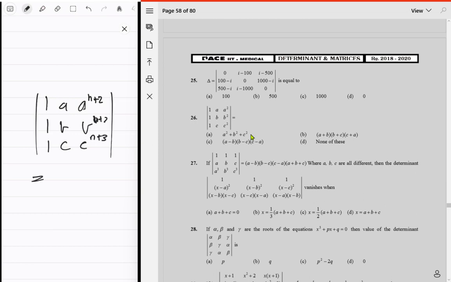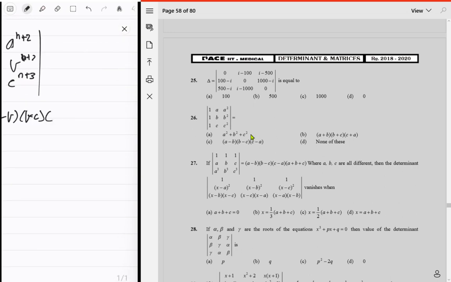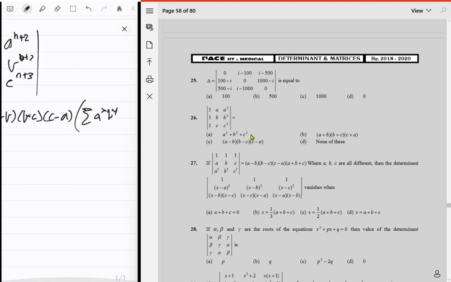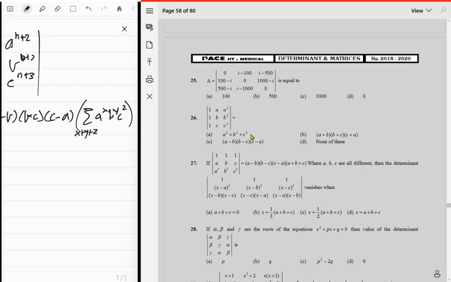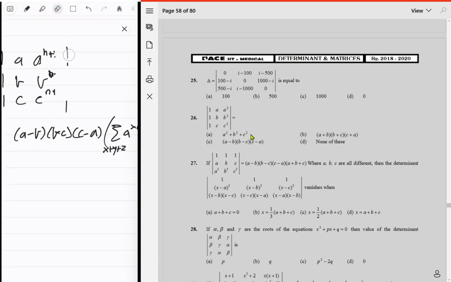So this was equal to a minus b times b minus c times c minus a, because clearly when you put a equal to b, this is equal to 0, right? And that times the summation of a power x, b power y, c power z, and this summation is such that x plus y plus z is equal to, so what's the degree now? I mean, this was n plus 2, this is, okay, it should be n plus 3 actually. It's n plus 3.